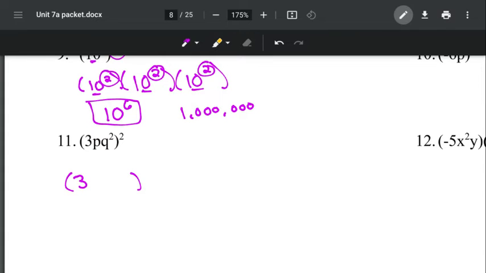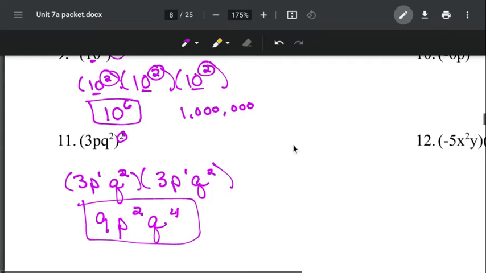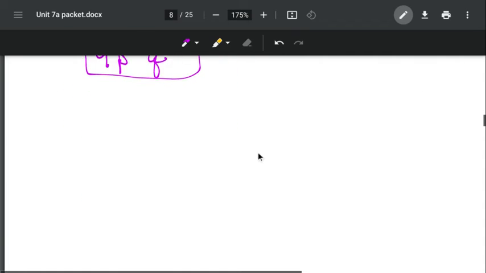Now number 11. We have 3, I hate P's and Q's, P to the 1, Q to the 1. Oops, I'm sorry, Q squared. And we do this twice, so I'm going to write it twice. 3P to the 1, Q squared. Multiply your coefficients and add your exponents. So 3 times 3 is 9, P squared, Q to the 4. And I think that's it for multiplying.